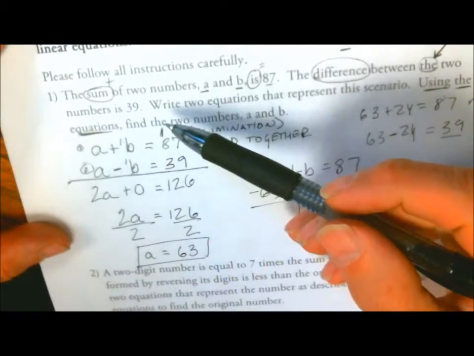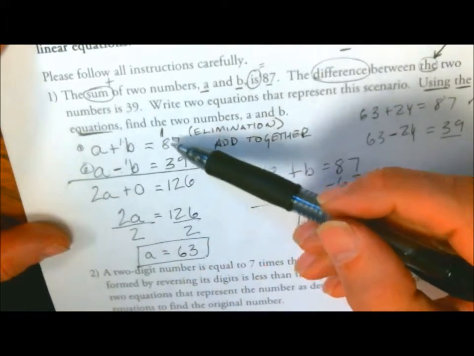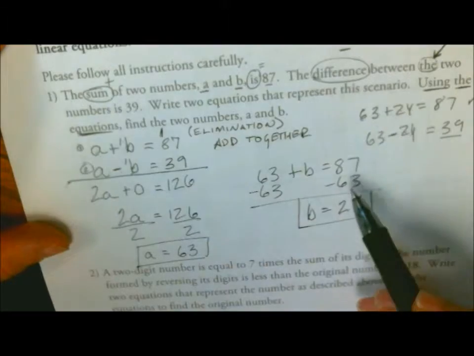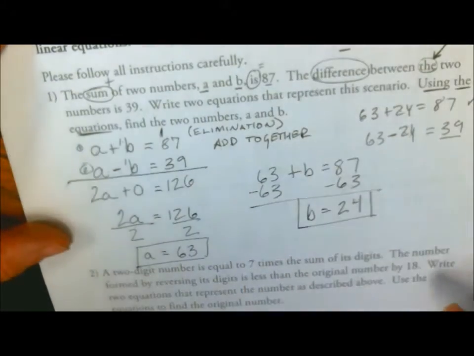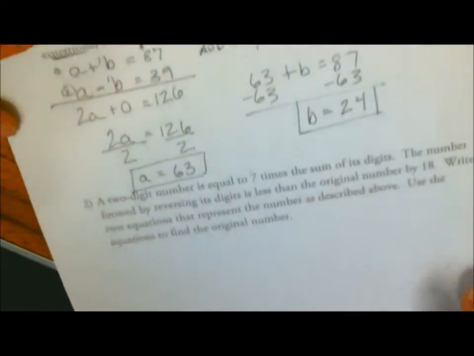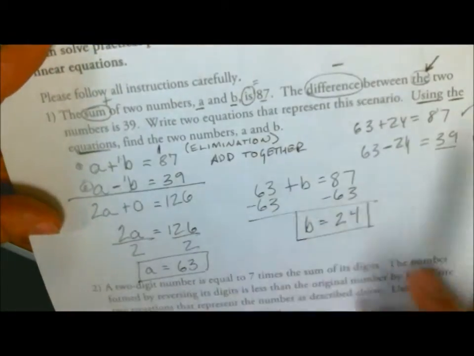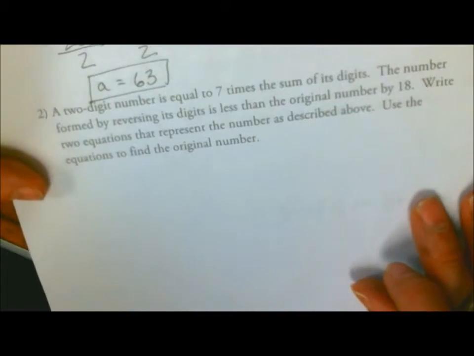So we just finished number 1, creating and then solving a set of linear equations to find two numbers, 63 and 24, that fit the criteria up here. We're going to look at a problem that's a little bit more difficult. If you can do this one, I'm pretty happy.